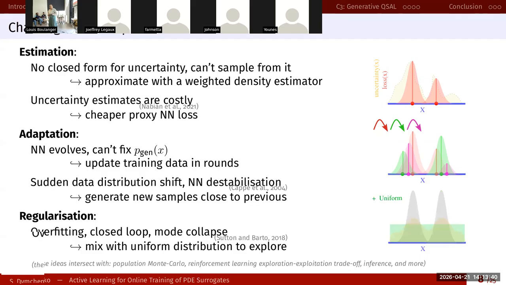And last, since the neural network loss affects the prior, and so the prior then affects the neural network loss, etc., you have a closed loop which can incur mode collapse, the overfitting on these specific points, which are the hardest, and underexplore the space in general. So we can mix our prior with a uniform distribution to maintain the exploration of the space in general.